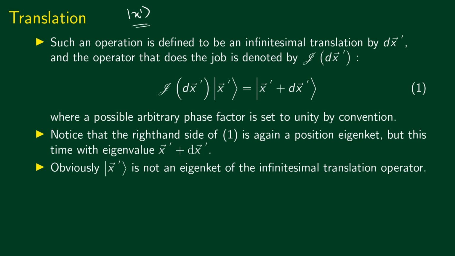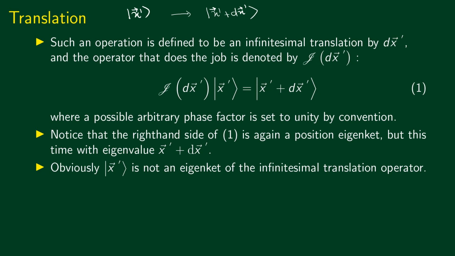So let's say that we have got a state ket x prime, which is localized at the point x prime, and then another state, right, ket x prime plus dx prime, which is localized at the point x prime plus dx prime. Right, if you are talking about 3 dimensions, we should write this as x vector prime and x vector prime plus dx vector prime. Right, if you are talking about 3-dimensional translations. Okay, so this is a state that's localized at a point denoted by x vector prime, and this is a state that's localized at a slightly different point, x vector prime plus dx vector prime.